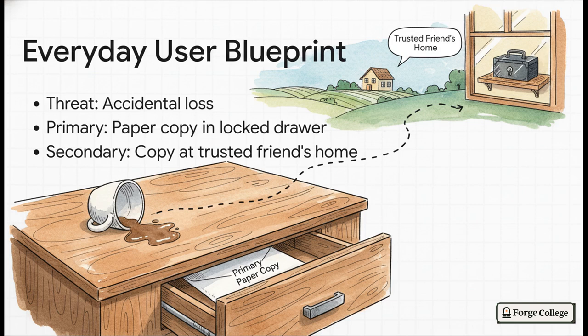So your blueprint is simple: a primary paper copy, clearly written, sealed in an envelope, and kept in a locked drawer. Then, a secondary paper copy stored in a small lockbox at a trusted friend or family member's home. This low-overhead approach is absolutely perfect. It gives you redundancy against an everyday accident without making things wildly complicated.